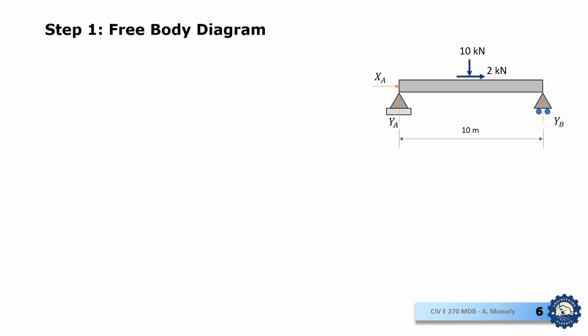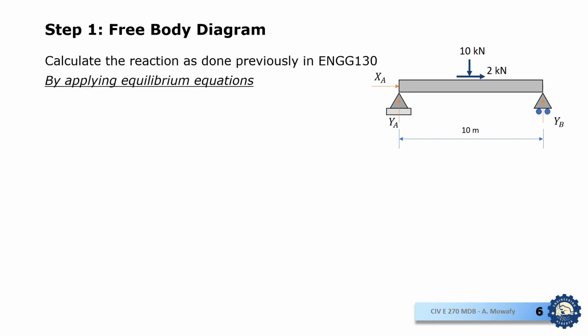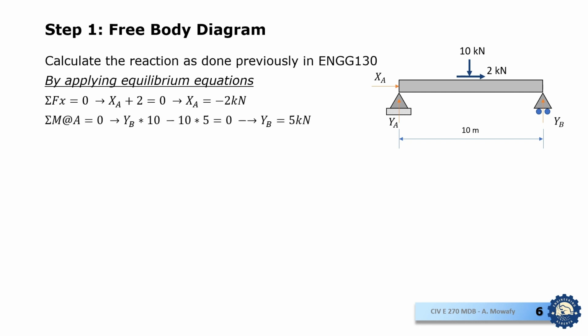The first step is to draw the free body diagram and calculate the reactions as we did previously in Eng 130. So we have a hinged support here with two reactions, YA and XA at point A, and we have one reaction for the roller support, which is YB. By applying the equilibrium equations, as we all know, we can calculate those reactions. I give it here for your reference. We should know how to do this from previously.